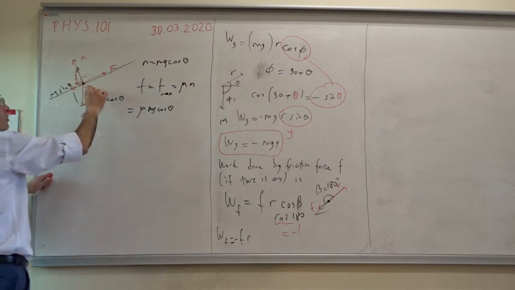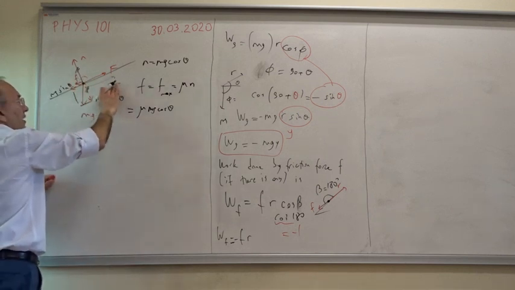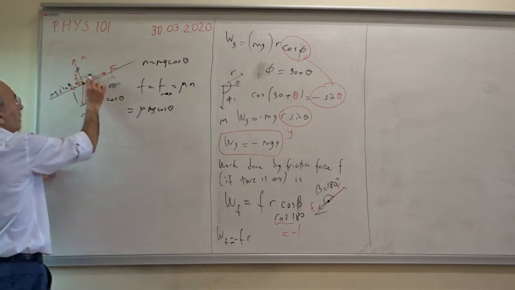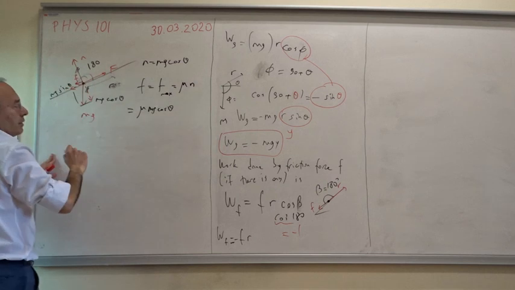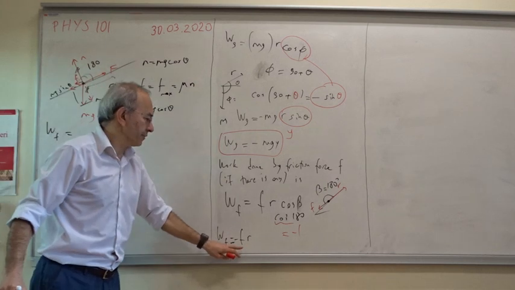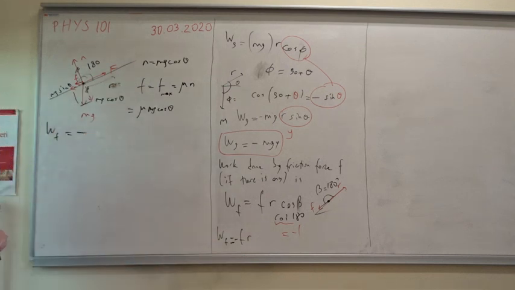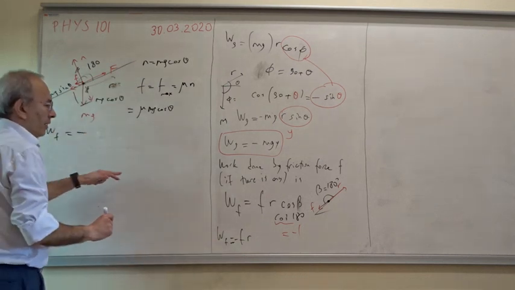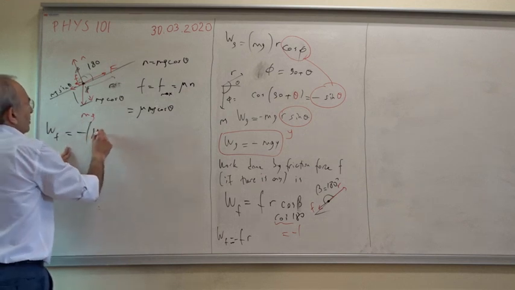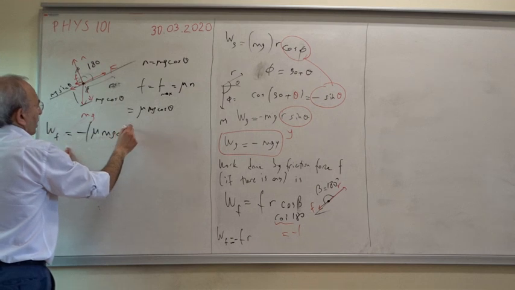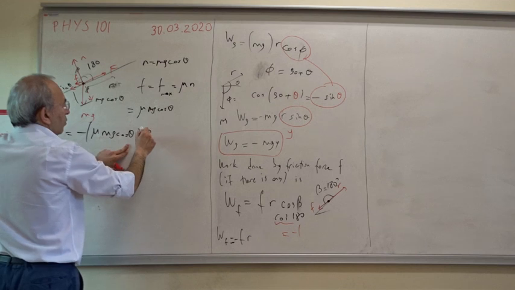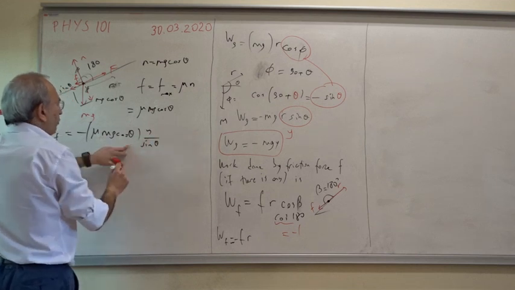And because r is a vector along the plane, between F and r the angle is 180 degrees. So the work done by friction, we continue from here, with a negative sign, F, what is the friction? It is mu times mg cosine theta. And then r, what is r? R we have seen is y over sine theta.